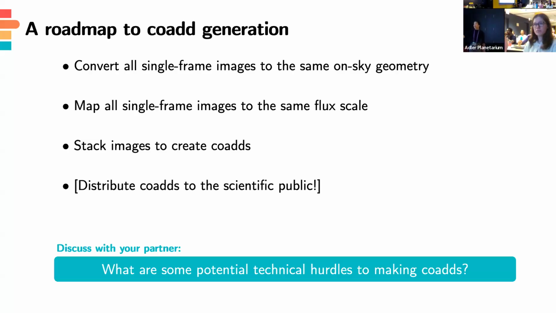We can do a mix, but for this one, why don't you discuss with your partner for a minute or so? If you think about these different steps, what are some potential technical hurdles that you might encounter with making co-adds? Things like, how do you get things to the same geometry, map things to the same flux scale, stack images? If you feel like you don't have enough background to really say, that's totally okay. What we're trying to do right now is just build a framework for asking questions in the right direction, not necessarily knowing the answers. So I just want to make that clear. Why don't you discuss with your partner for about a minute?